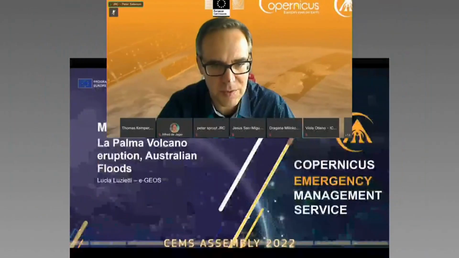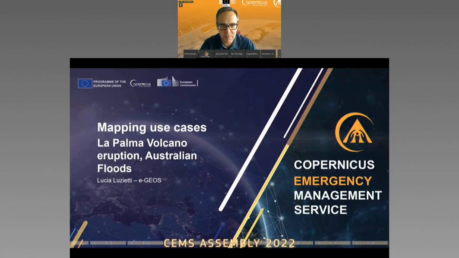And here we have Luzietti from e-Geos, one of our service providers for rapid mapping. And Lucia will present us a couple of very prominent use cases that we dealt with in the rapid mapping component in the previous couple of months or years. Lucia, the floor is yours.